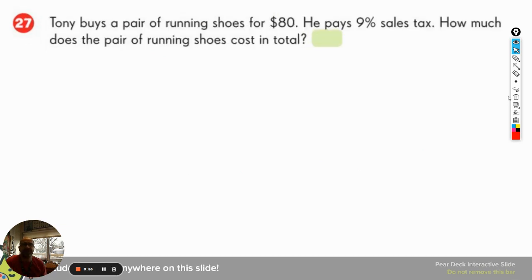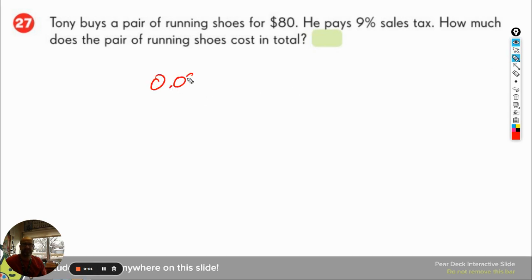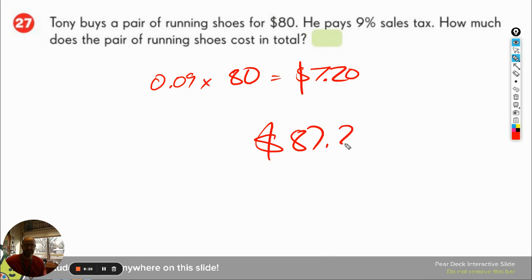Tom buys running shoes for $80. He pays 9% sales tax. How much does the pair of running shoes cost in total? 0.09 times 80. 9 times 8 is 72. Where's that decimal going to go? So that's about 9% of 80, which is about 10% of 80. So about 10% of 80 is going to be around $8. So I get 7.20. 80 plus 7.20 is $87.20. Okay, or you could do the 1% equals 80 cents, and then 80 cents times 9 is $7.20, and then add that.